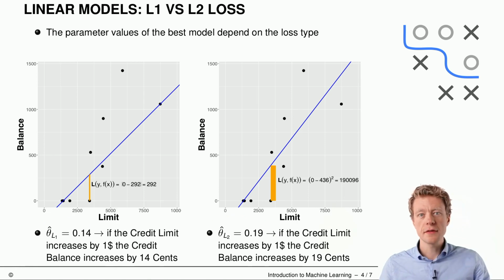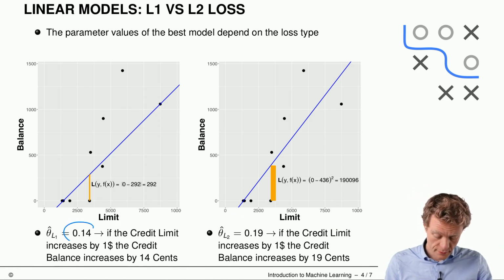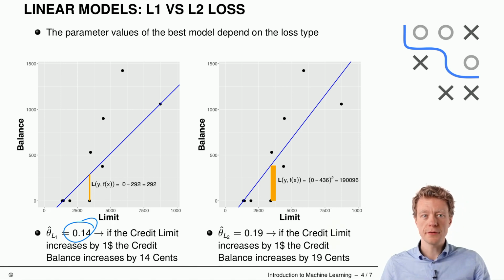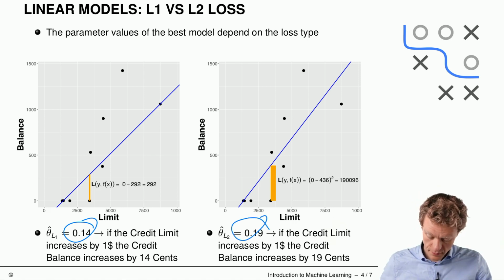So perhaps you have seen this before, how we can interpret the parameters of the linear model, in this case the slope parameter. So we can say that if we have an estimated parameter of 0.14, then if the credit limit increases by 1, the credit balance increases by 0.14 or 14 cents. Same thing for the L2 loss, of course.